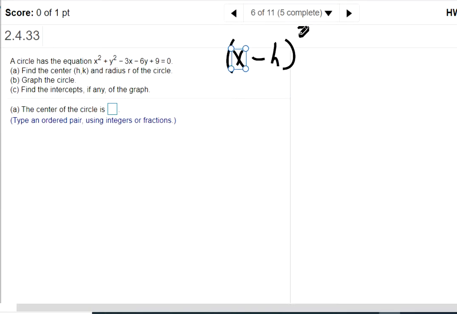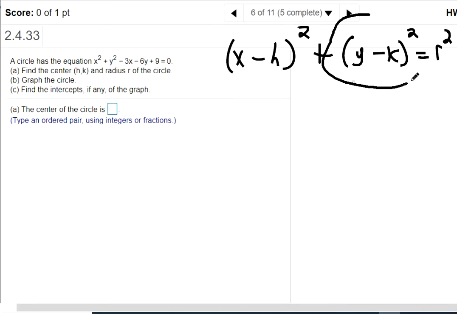x minus some h, which is like a 2 or a 3 or a -3 or something like that, plus y minus some k squared, that equals some r, the radius, squared. To find out what these are, when there's an x squared term and an x, a y squared term and a y, the only way is to solve by completing the square. The first thing you want to do with this equation is rearrange it a bit.